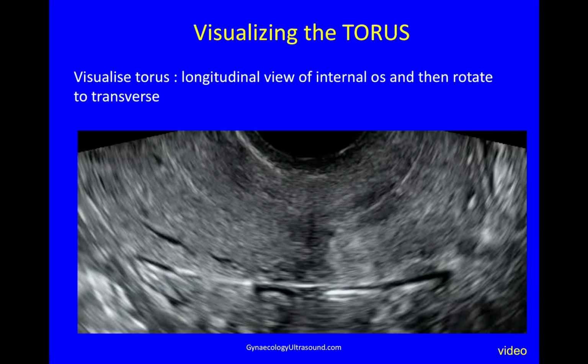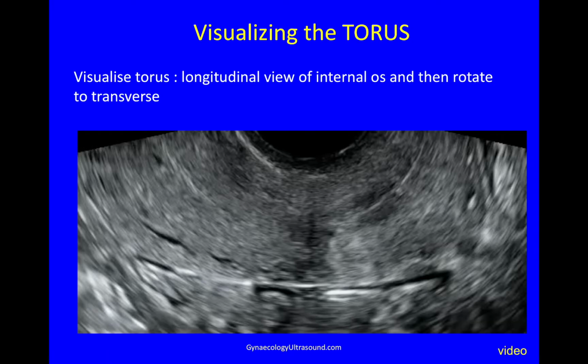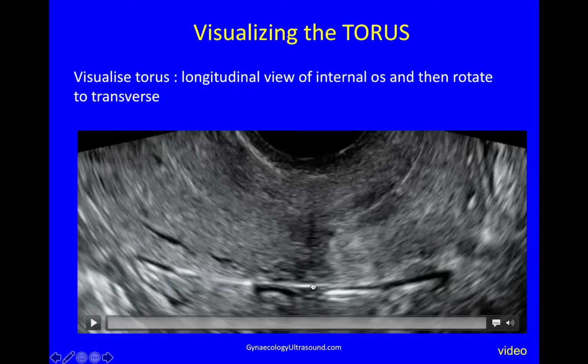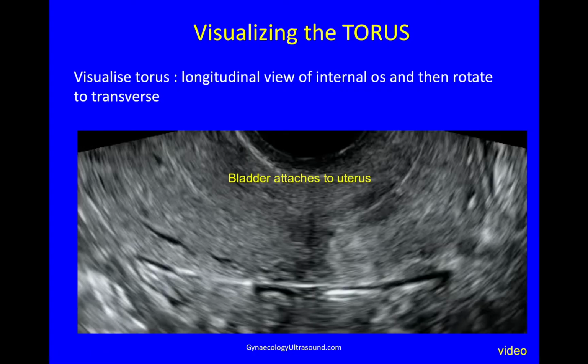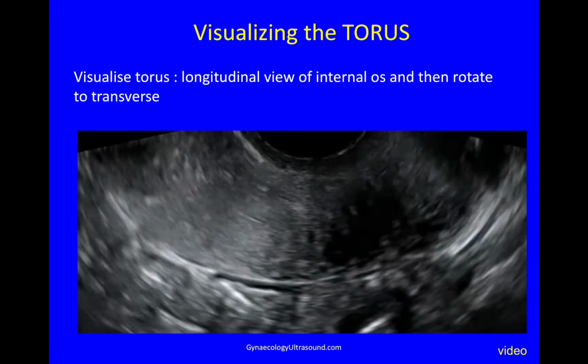So first you need to get good at visualizing the torus. So we're going to be in the longitudinal view of where the bladder tissues attach to the uterus, internal os, torus. I'm going to go side to side a little bit in the longitudinal plane. Then I'm going to rotate on this point, and that will show me the torus, and that's where those uterosacral ligaments attach. So I'm looking at the torus, and I'm now going to slightly go side to side, make sure I'm in the right place.